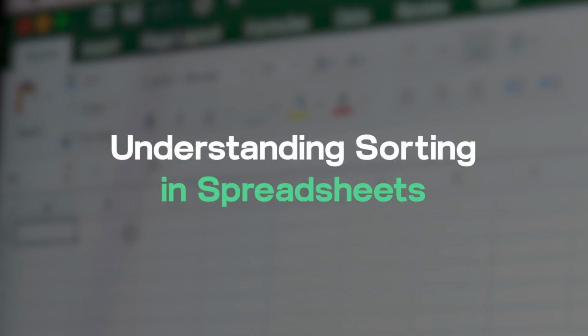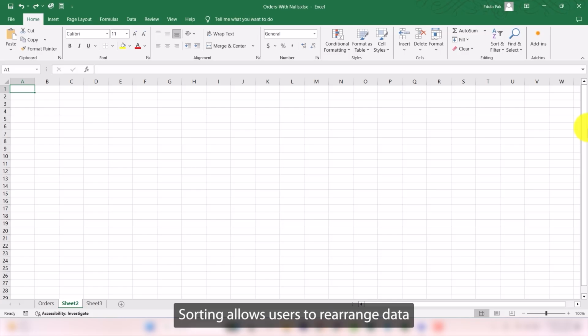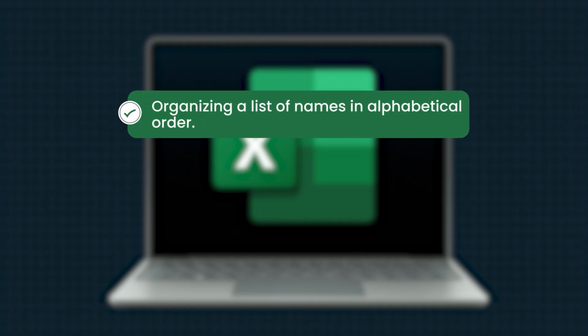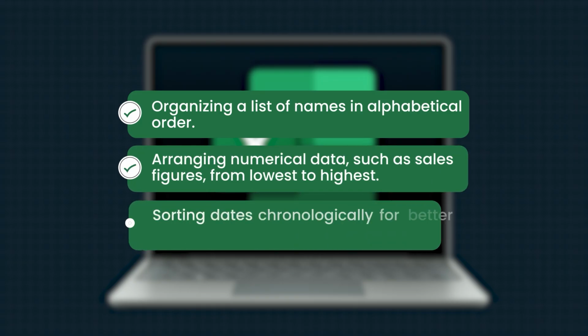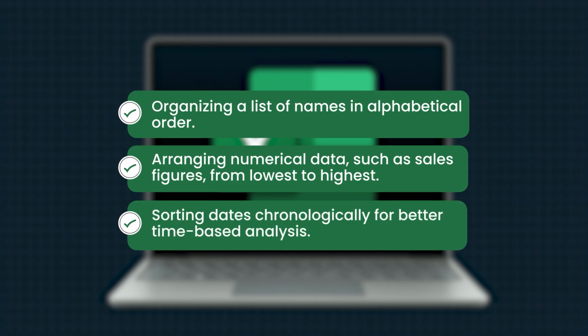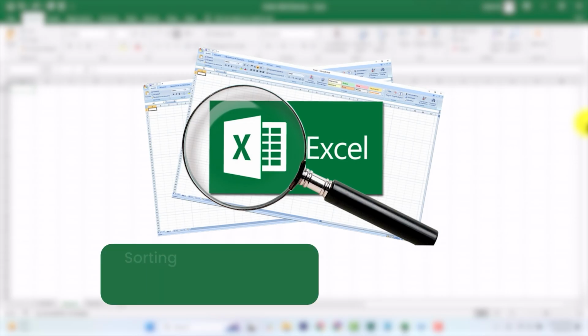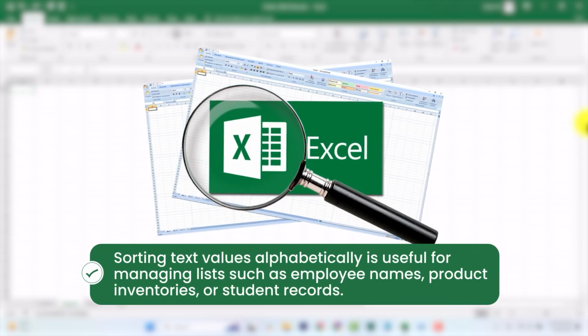Understanding sorting in spreadsheets. Sorting allows users to rearrange data within a column based on a specific order. This feature is particularly useful in organizing a list of names in alphabetical order, arranging numerical data such as sales figures from lowest to highest, and sorting dates chronologically for better time-based analysis. Sorting data alphabetically: sorting text values alphabetically is useful for managing lists such as employee names, product inventories, or student records.